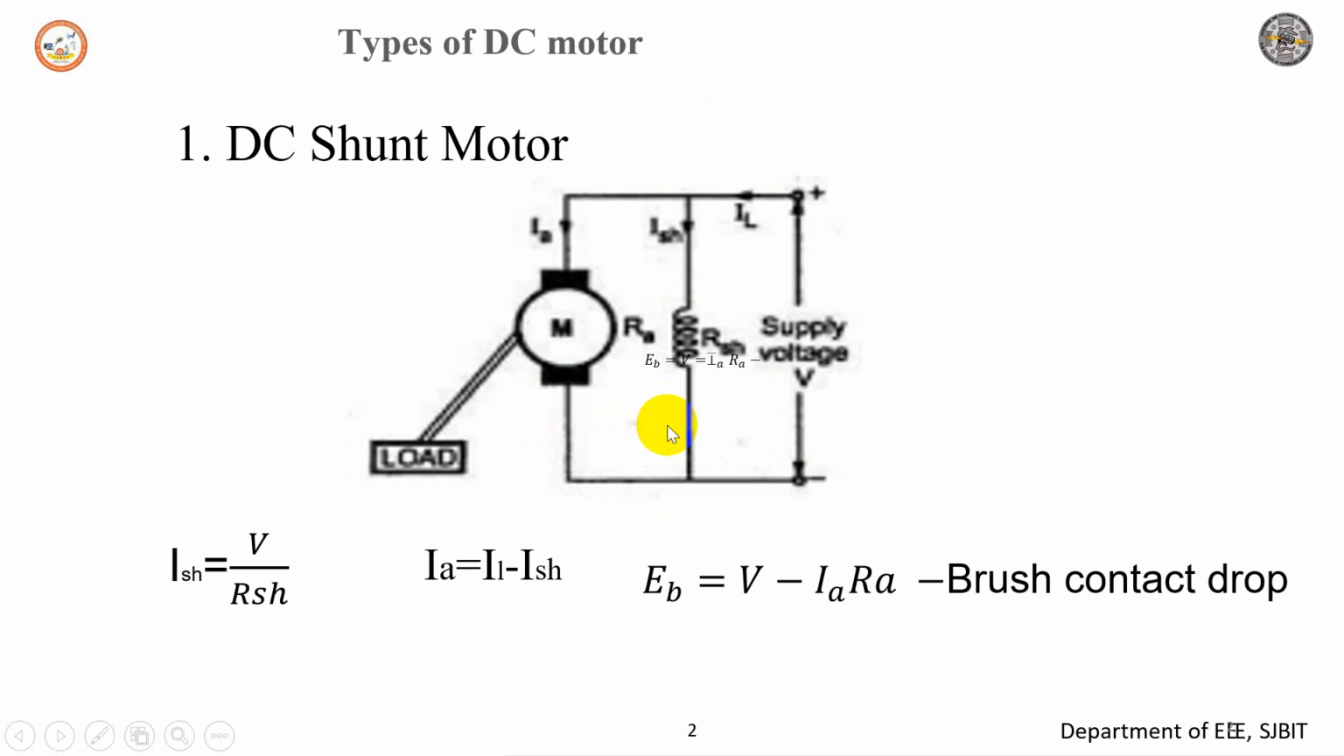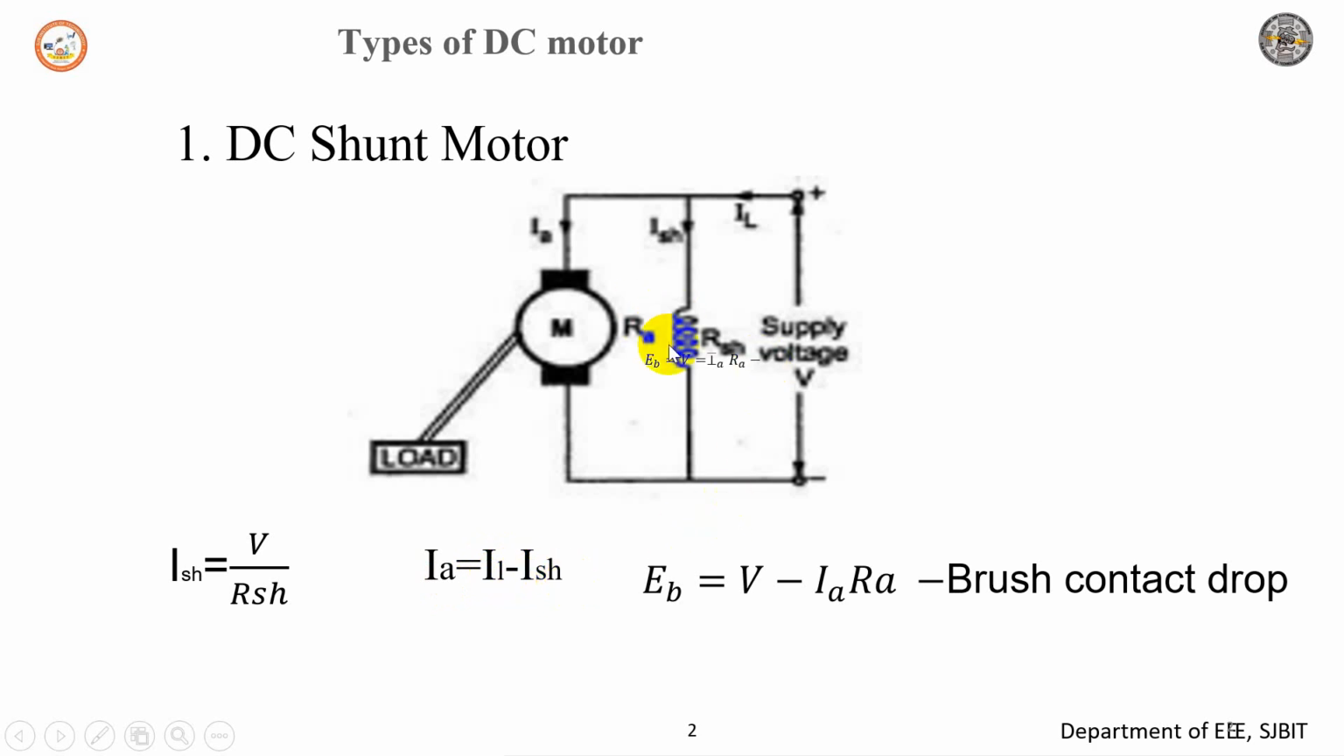Since we assume it as a DC parallel circuit, the current across the shunt field winding is given by ISH equal to V by RSH, where RSH is the shunt field winding resistance. Now, the current flowing in the armature is given as Ia equal to IL minus ISH. IL is the incoming current as soon as the supply is given, where IL is equal to Ia plus ISH. Therefore, the armature current is Ia equal to IL minus ISH.